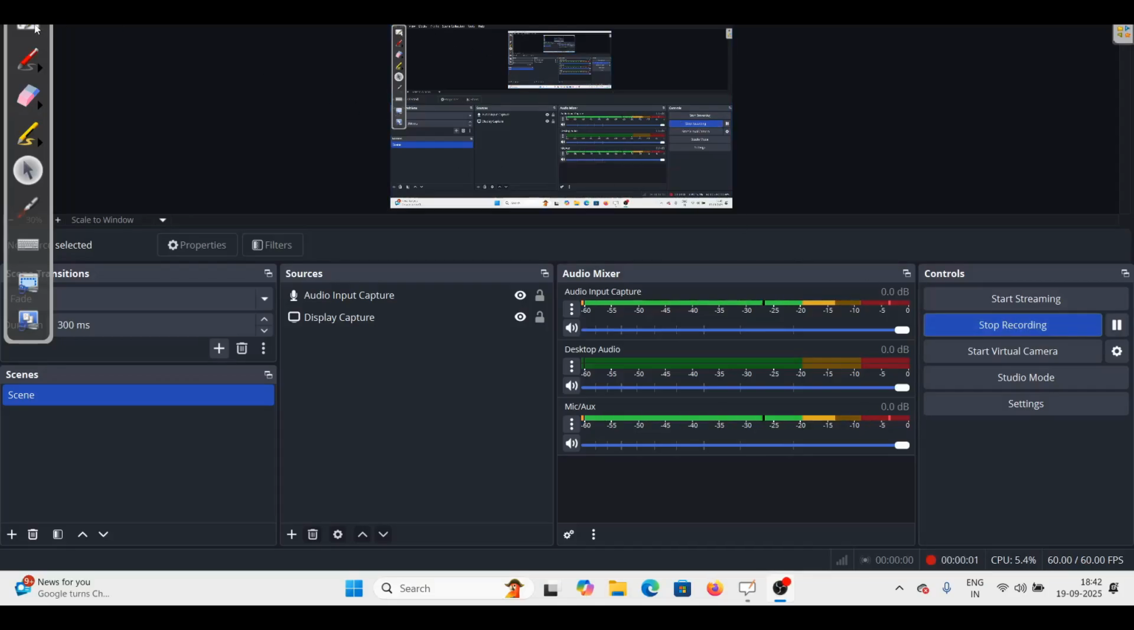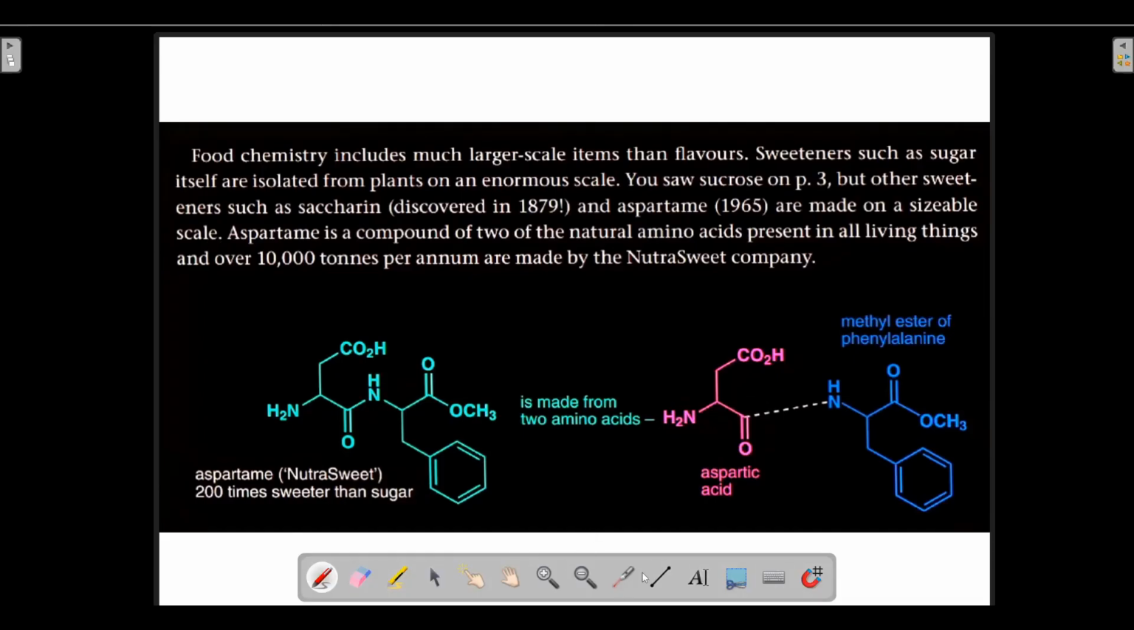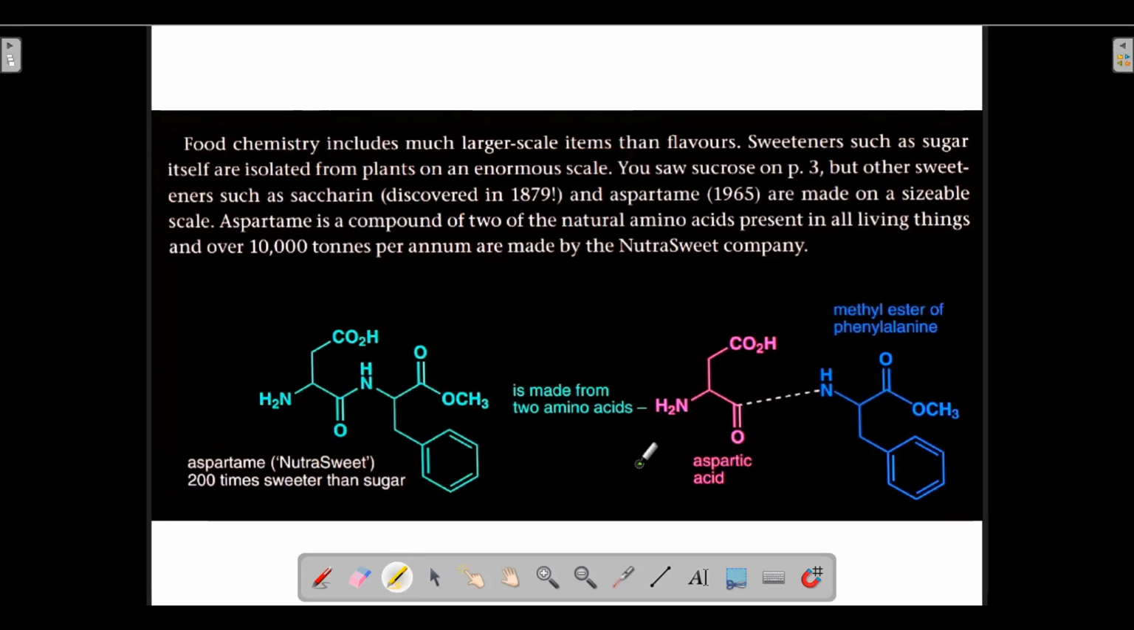Let's move on towards our next paragraph from Clayden book. Food chemistry includes much larger scale items than flavors. We had learnt about flavors in the previous class. Flavors and perfumes are not the only things which are manufactured on a large scale. Other things are also manufactured on a large scale, and food chemistry is the branch of chemistry which deals with such things.